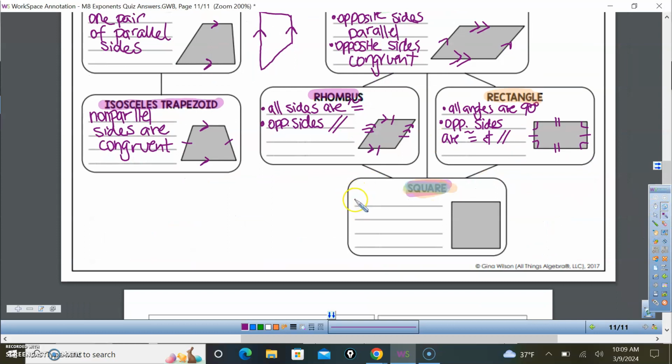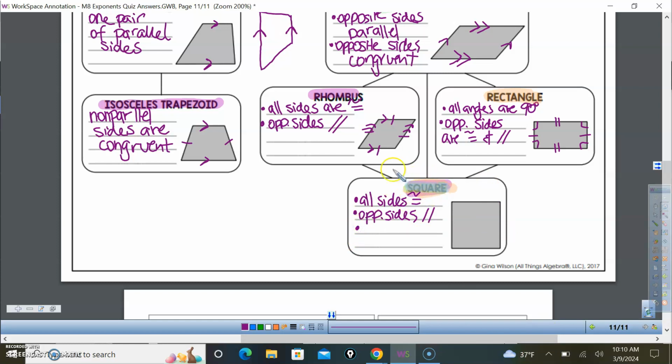So a square is going to have, just like a rhombus, all sides congruent. So it meets that category of a rhombus, that all sides are congruent. Opposite sides are parallel, just like a rhombus and a rectangle. So opposite sides are parallel and congruent. Opposite sides are parallel and congruent for a square.